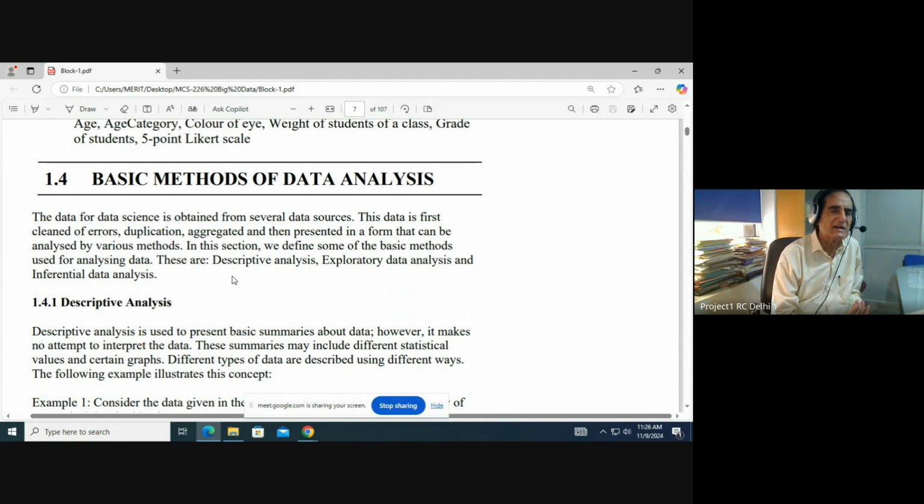This data is first cleaned of error, duplication, aggregated, and presented in a form that can be analyzed by various methods. In this section, we define some of the basic methods used for analyzing data: descriptive analysis, explanatory data analysis, and inferential data analysis. These are the three types of analysis which we are going to describe.